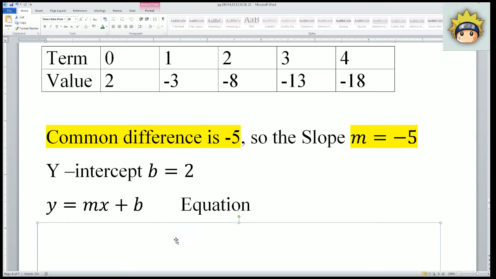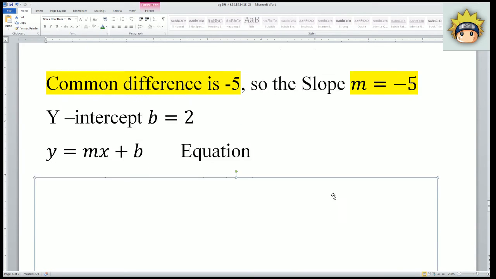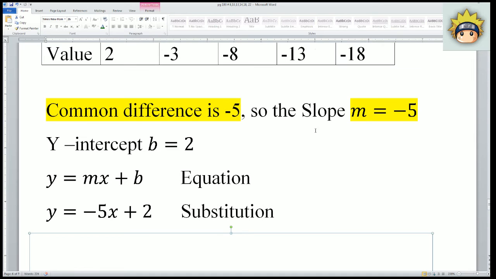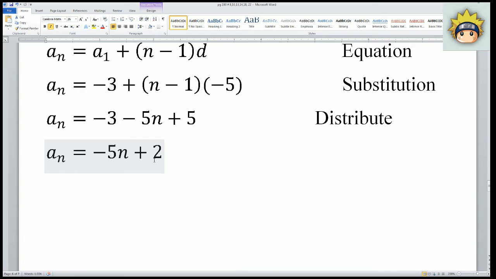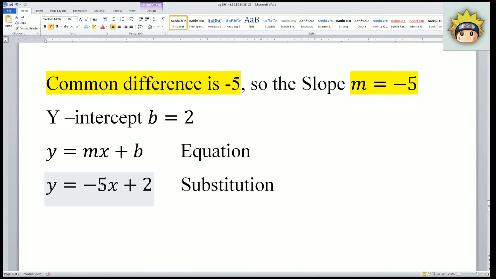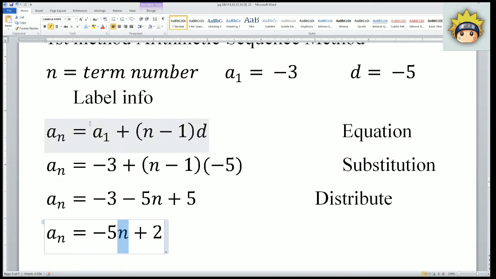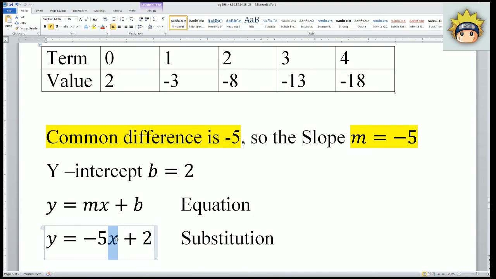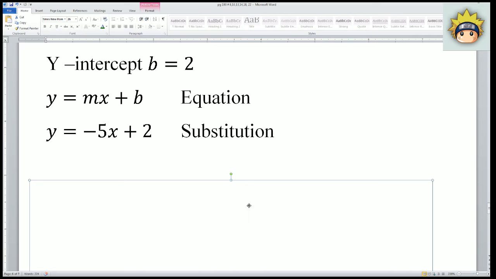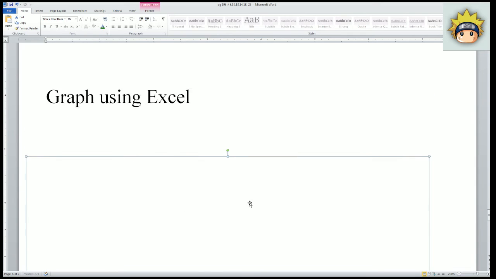Okay, next you put it into the equation format. Y equals mx plus b. Your slope is -5, and your y-intercept is 2. Notice that this and this are your same thing. The only difference is that it has an x here and it has an n here. Same thing, term number. X here, same thing. It's the same variable. Good. Next, I think it asks me to graph.